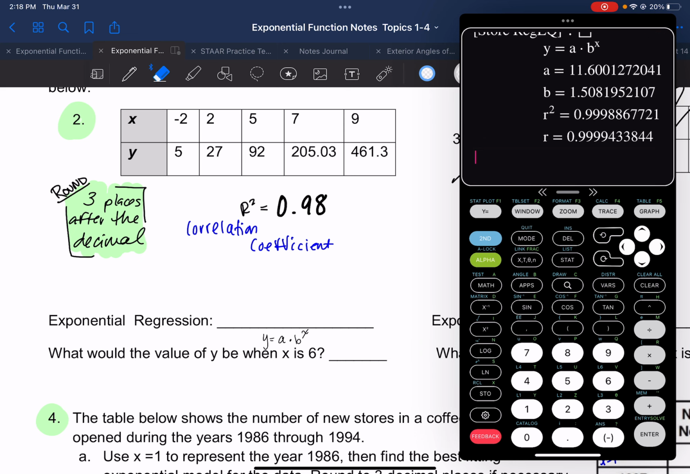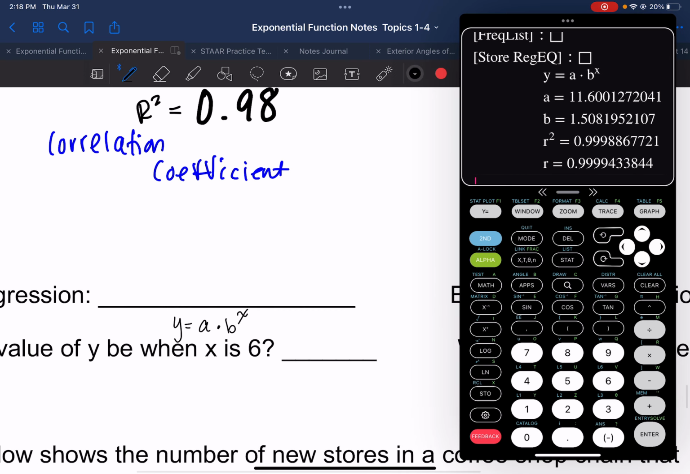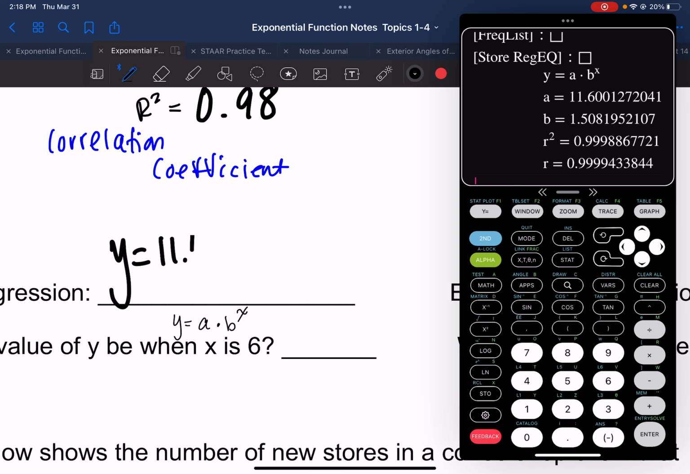This looks right. I know some of you guys are panicking like, yo, Mr. Styles, that's not what I got. Please don't come yelling at me. Just calm down. Take a chill pill. Just breathe. All right, y equals 11.600 parentheses 1.508 to the power of x. That's your exponential regression. Bam.